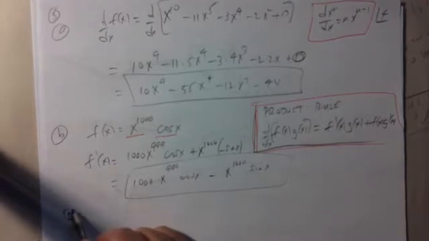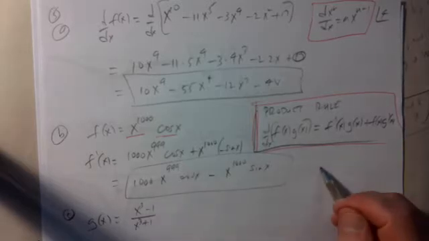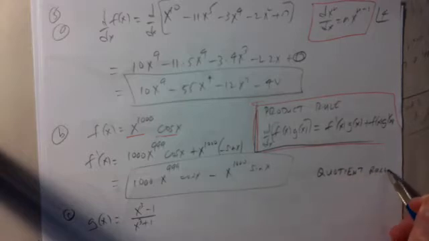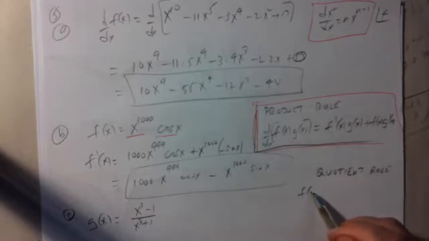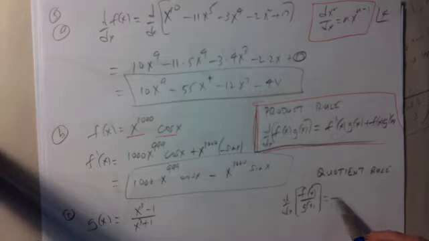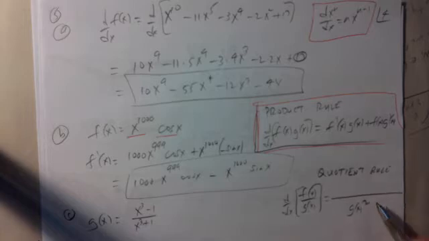In part C, we have a function g of x, which is the quotient of two polynomials, x cubed minus 1 over x cubed plus 1. And for this, we have to use the quotient rule, which says that if you have a quotient of two functions, f of x divided by g of x, the derivative of the quotient is also going to be a quotient. The denominator is the square of the denominator of your function. So this is g of x squared.